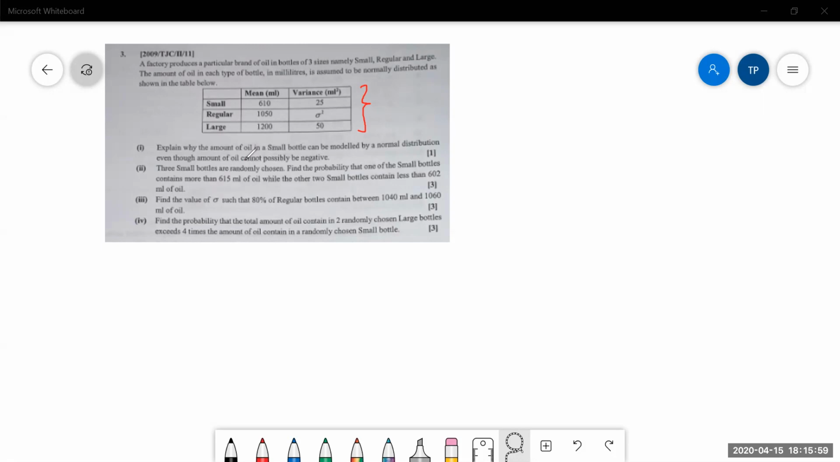Explain why the amount of oil in a small bottle can be modeled by normal distribution, even though the amount of oil cannot possibly be negative. Because it's independent.